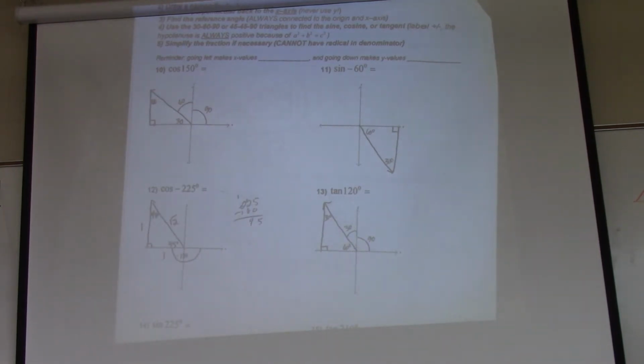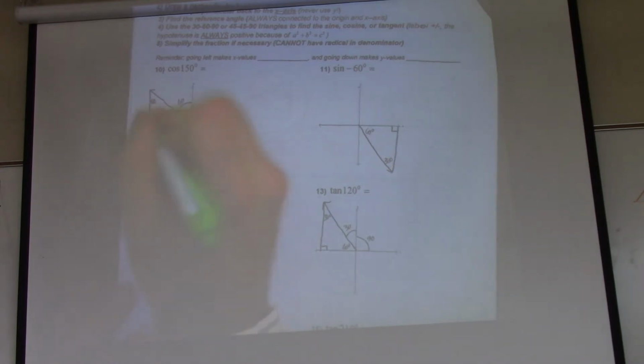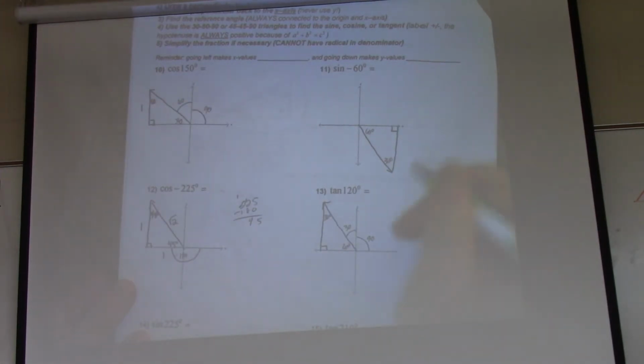Yeah, just look up here. Across from 30 is 1. I'm going to go all the way through.